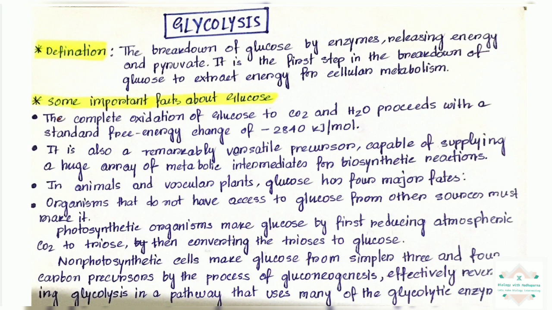Photosynthetic organisms make glucose by first reducing atmospheric CO2 to triose. Triose means a carbon precursor which has 3 carbons. Then they convert this triose to glucose, and further use this glucose via glycolysis to generate pyruvate and further ATP. Next, non-photosynthetic cells make glucose from simpler 3 and 4 carbon precursors by the process of gluconeogenesis, which is effectively reversing glycolysis in a pathway that uses many of the glycolytic enzymes.